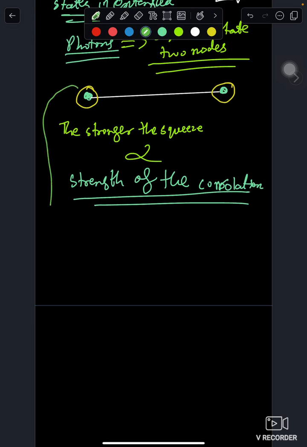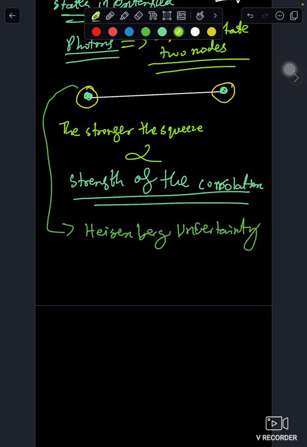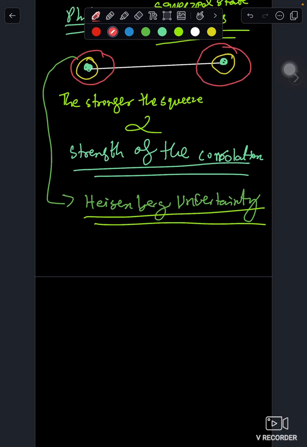Here one more concept will come: the Heisenberg uncertainty principle. In this principle, what we will be talking about is that as the correlation of the squeezing of these two increases, the Heisenberg uncertainty principle will also come into play. What I mean is that delta p times delta x is greater than or equal to h bar over 2.